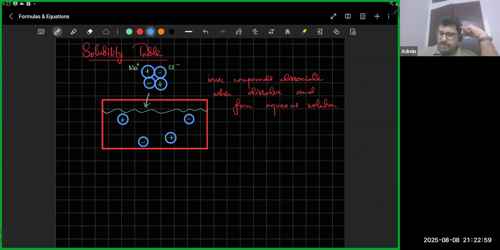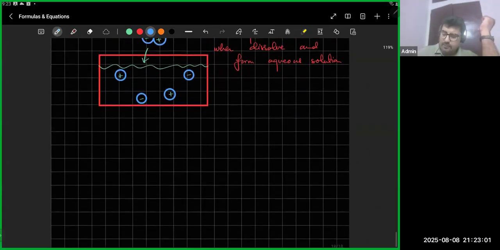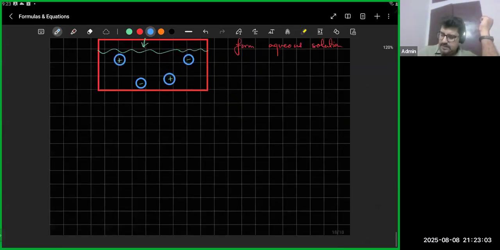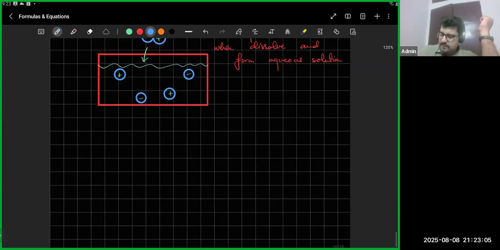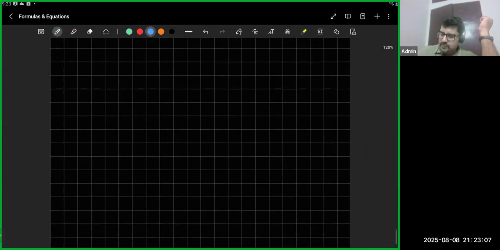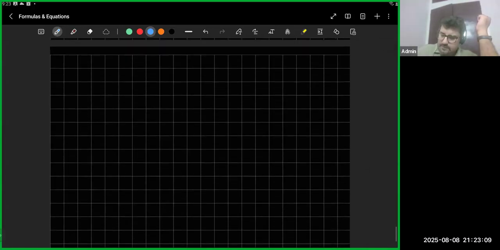So coming back to the solubility table, there are certain rules. Let me continue. One second. There are certain rules, and we're going to talk about those rules. So the rules for solubility.